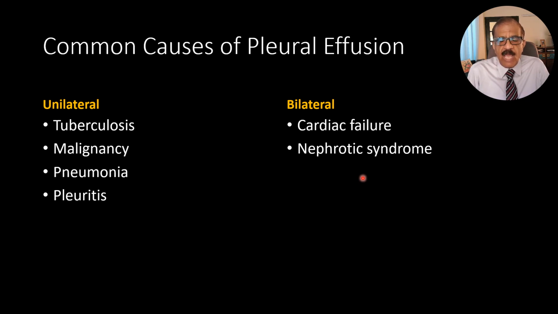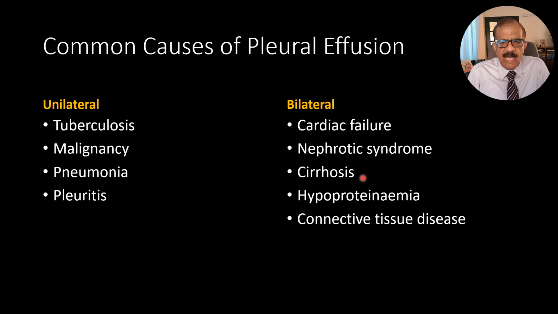Nephrotic syndrome or any other cause of hypoproteinemia, there is a drop in oncotic pressure, and there is a leakage of fluid into the pleural space. By the way, in my lecture on pleural effusion, which I'm going to attach with this module, there will be a mechanism that will explain how the fluid accumulates. Cirrhosis of the liver, and then hypoproteinemia due to any cause, and connective tissue disorder. In connective tissue disorder, you could have unilateral or bilateral effusion. So that completes the module on X-ray on pleural effusion.